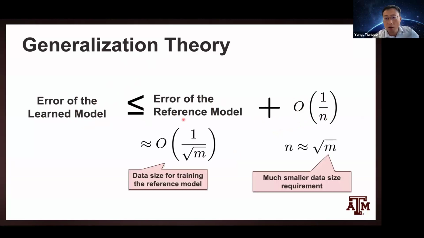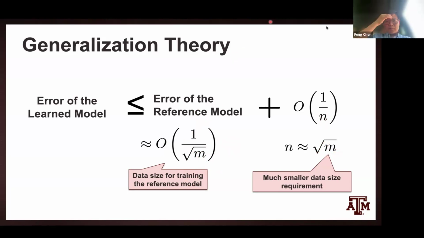If the reference model is trained with regular training, the generalization error roughly scales as 1 over the square root of M, where M is the data size for training the reference model. Think about, if this model is a Meta Llama model, how much data they use. That's the M here. If you want to achieve the same order of generalization error, 1 over the square root of M, how much data do we need? Roughly the square root of M. So it's a much smaller data size than that used for training the reference model, to get the same level of generalization performance.